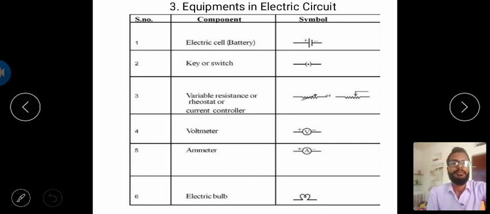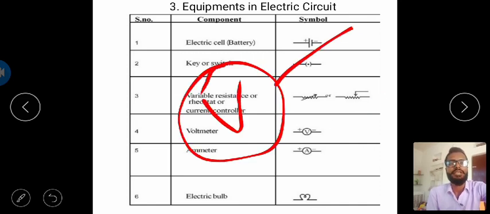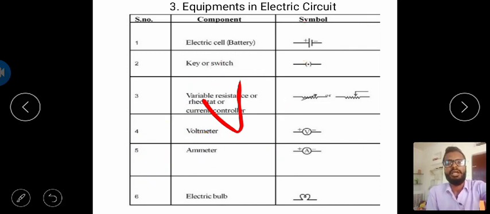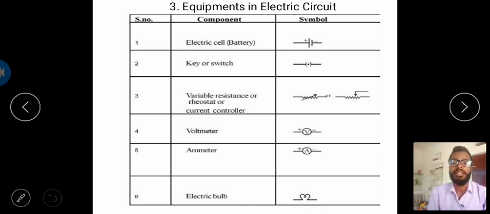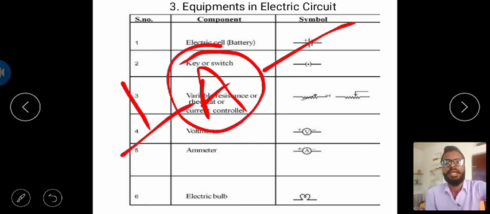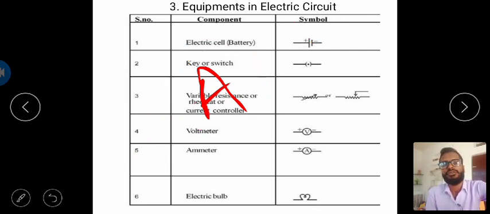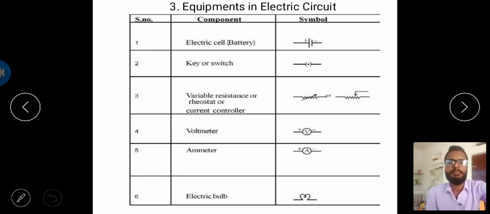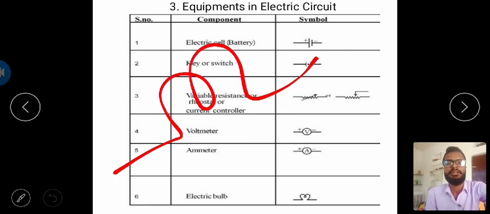The symbol of a voltmeter is simple. We can draw it by simply making a V, with positive side and negative side. And always remember, the voltmeter is connected in parallel to the circuit. Alright. The symbol of an ammeter is like this: simply A, with positive side and negative side. And remember, the ammeter is always connected in series with the circuit. And finally, the symbol of an electric bulb is like this.